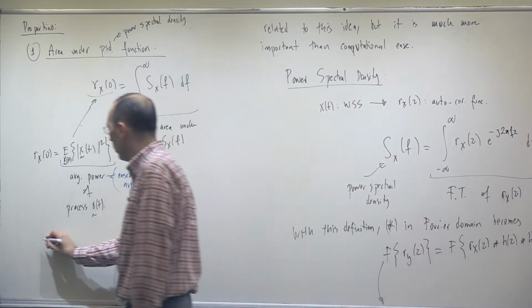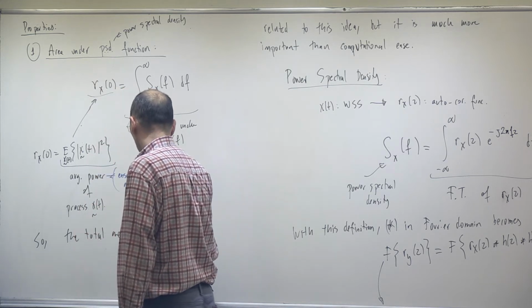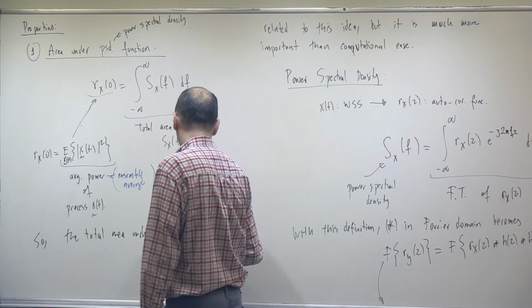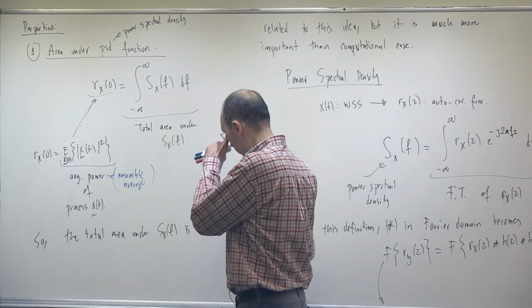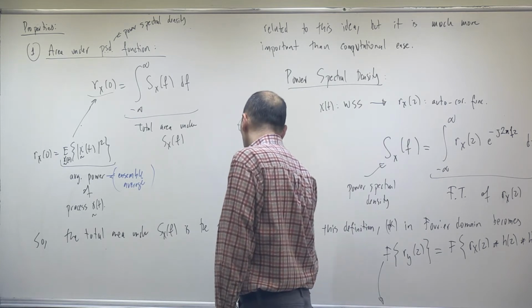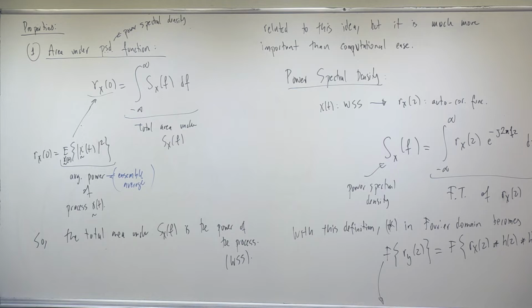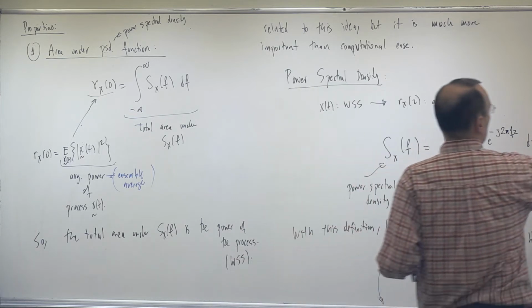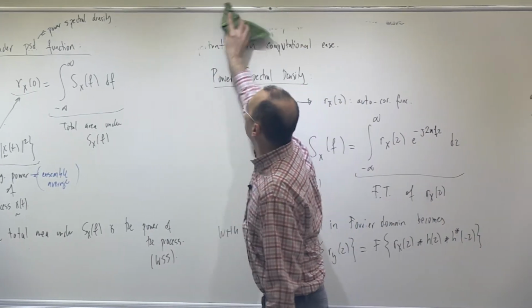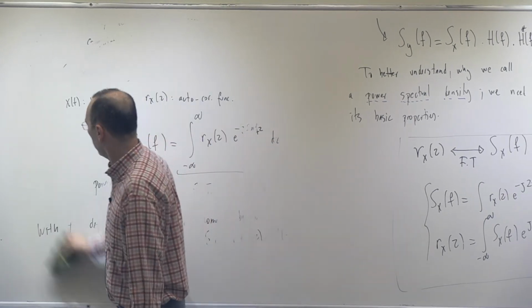We see that the total area under Sx of f is the power of this process. Of course, this is limited to wide-sense stationary processes. If that power value is changing all the time, there is not much to do. So all of these definitions have only one variable, wide-sense stationary processes, etc. Now, this explains a little bit why we call this power, I guess. Power spectral density. But we should say more. Now, why is this a density?